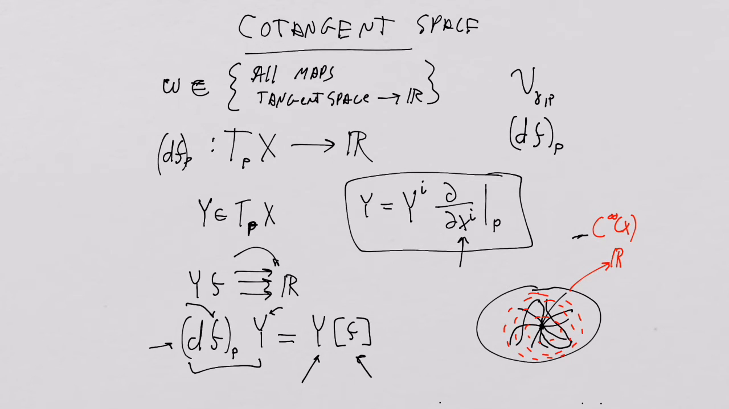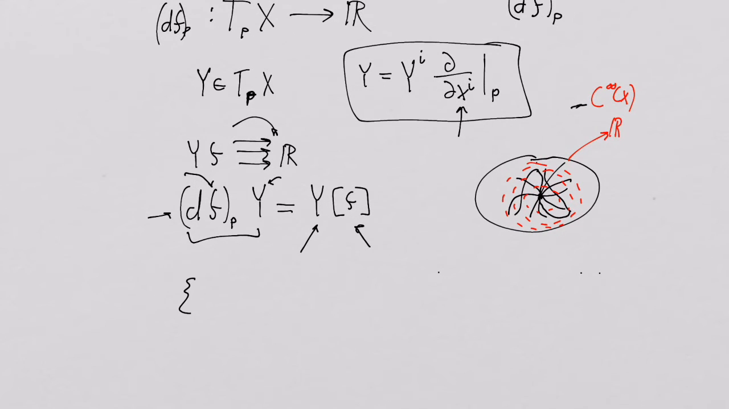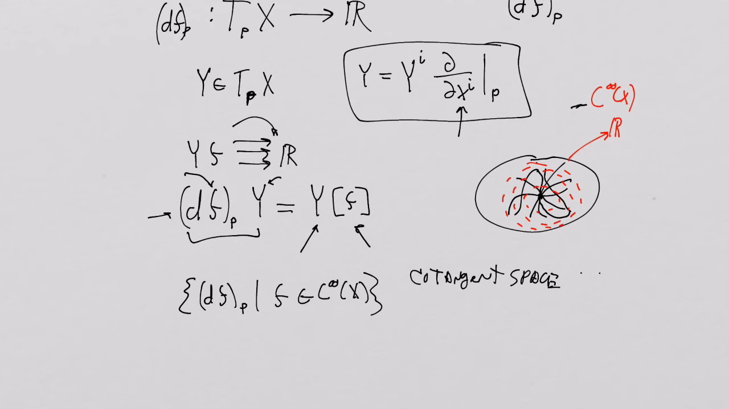And with that definition, we can now create the set of all df's at P such that f is an element of the smooth functions on the manifold. And that is the cotangent space at P. And it is also a vector space.